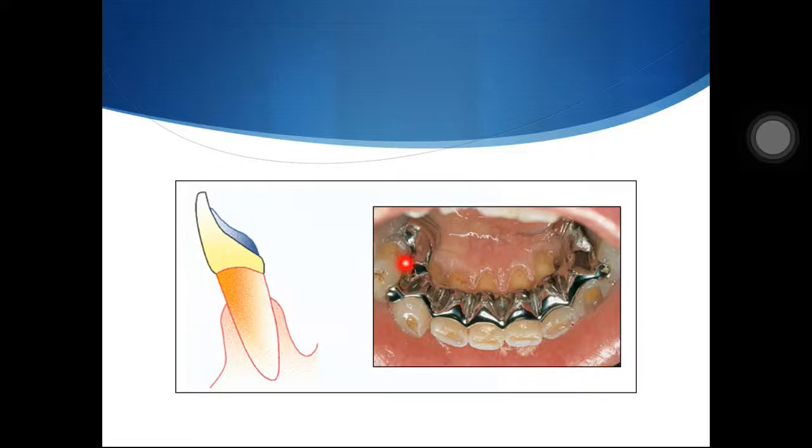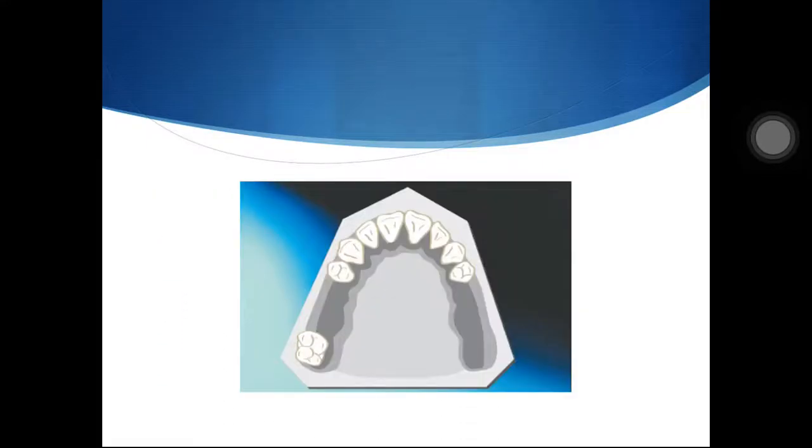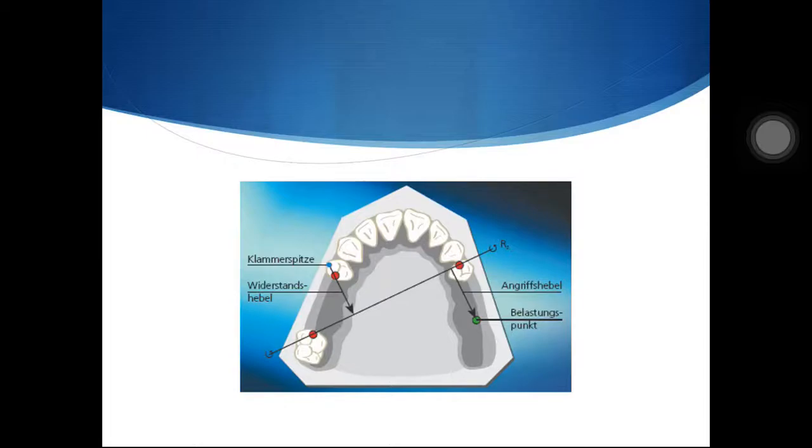Here you can see that although it is a major connector, to support this major connector and to retain its place over the lingual surfaces of teeth, these occlusal rests have been given. These occlusal rests in essence will be providing the indirect retention in this case. Here we can see this is the fulcrum line and this is the provision of indirect retainer.